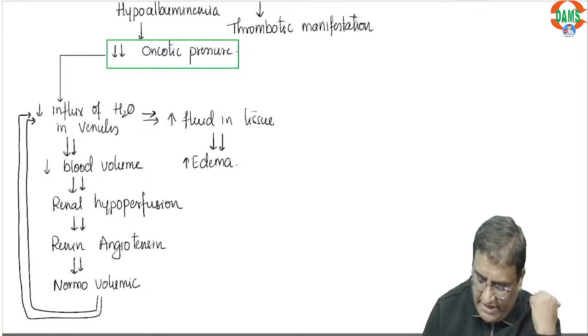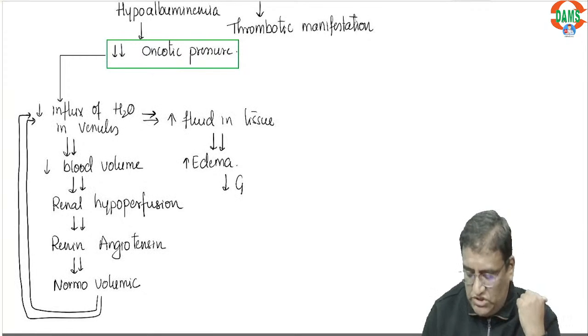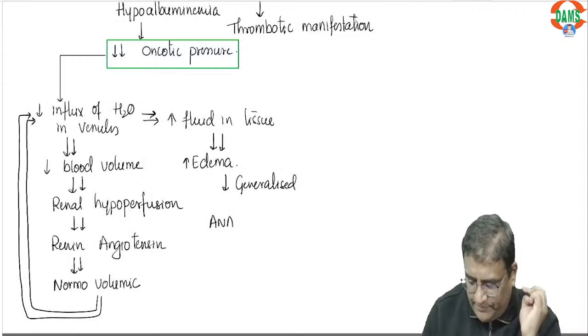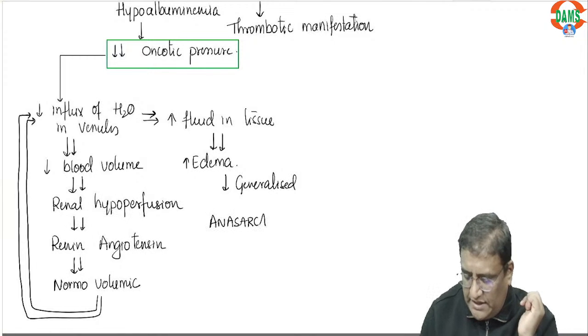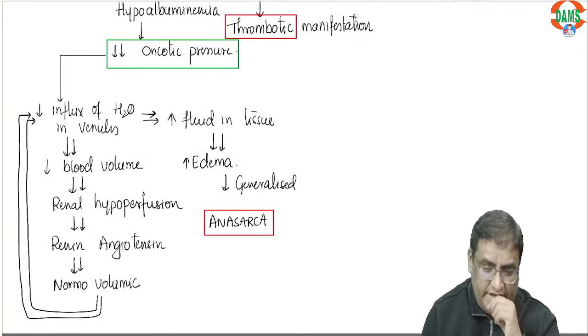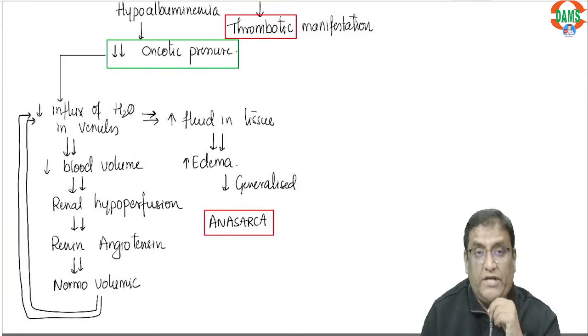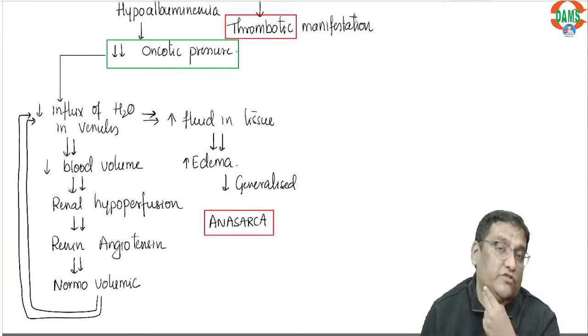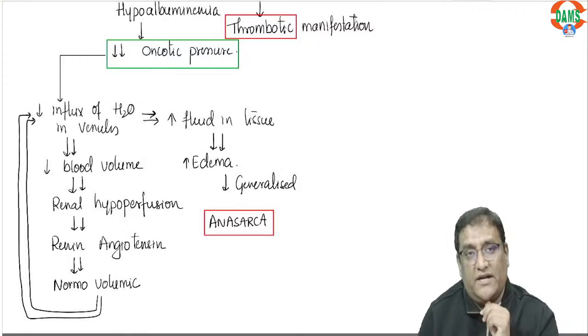And that is the reason why edema is generalized edema in nephrotic syndrome. This is called anasarca. So patients here are having thrombotic manifestations and anasarca.